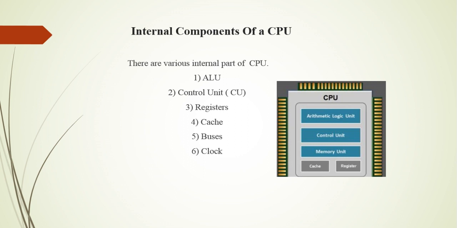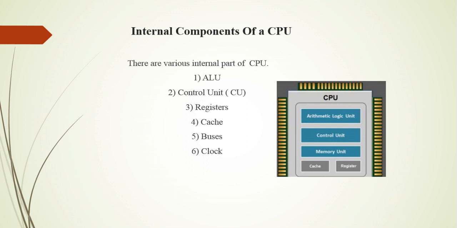Cache. The cache memory is the smallest and highest-speed memory that the CPU can access. It is a type of random access memory that temporarily stores a small amount of data and instructions that can be reused as needed. Cache memory reduces the time it takes to fetch and execute instructions.